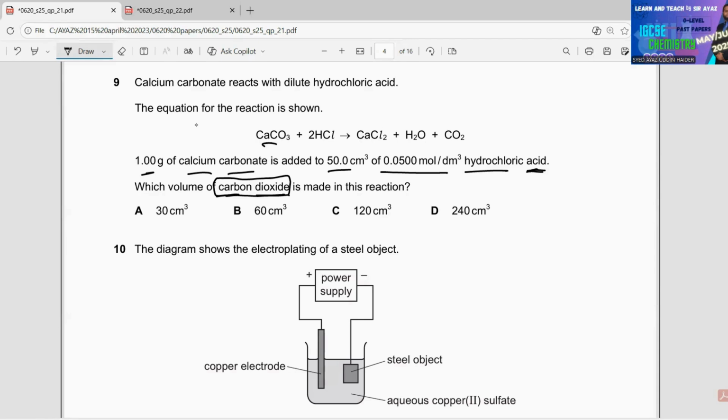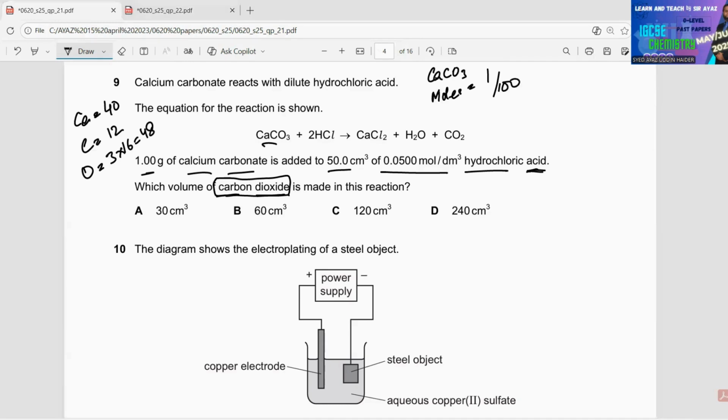What's the Mr of calcium carbonate? CaCO3. In order to find the moles, you need to divide 1 gram by Mr of CaCO3. Ca is 40, carbon 12, oxygen: there are 3 atoms of oxygen, so 3 multiplied by 16, you will get 48. 48 plus 12 plus 40, what will you get? You will get 100. 1 divided by 100 is 0.01.